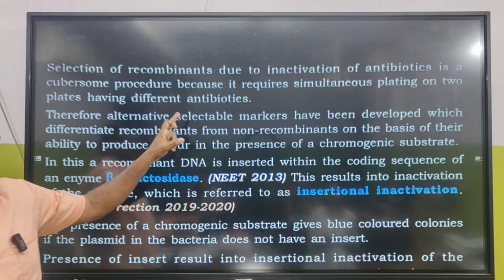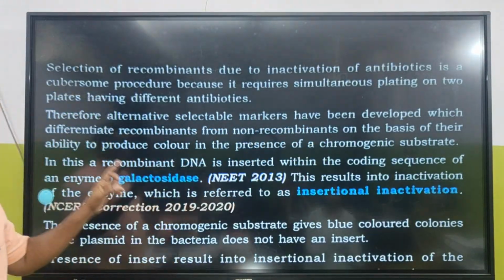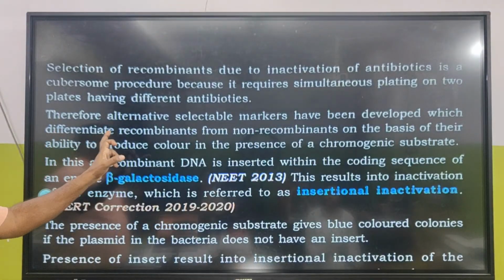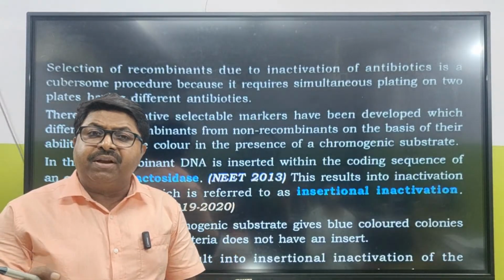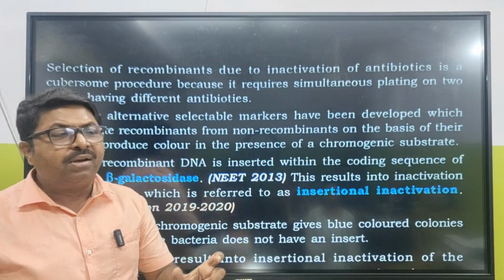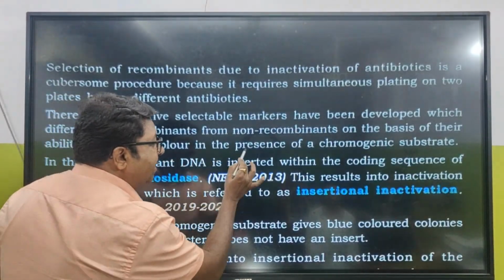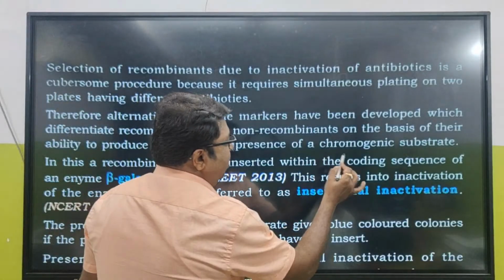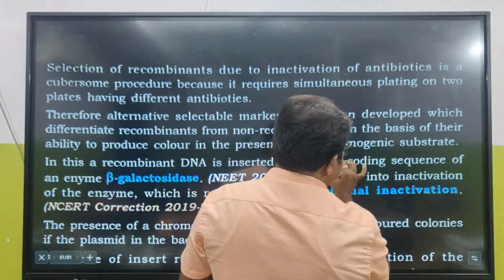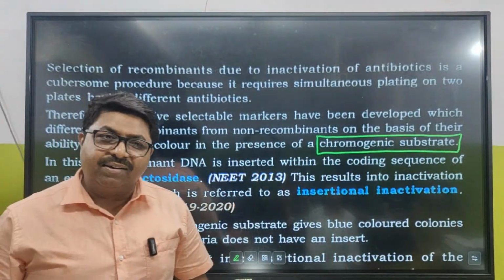Therefore, alternative selectable markers have been developed which differentiate recombinants from non-recombinants. So how can you straight away differentiate between recombinant and non-recombinant? There is a special way, on the basis of their ability to produce color in the presence of a chromogenic substrate. This is very important, chromogenic substrate: the substrate which can give color.